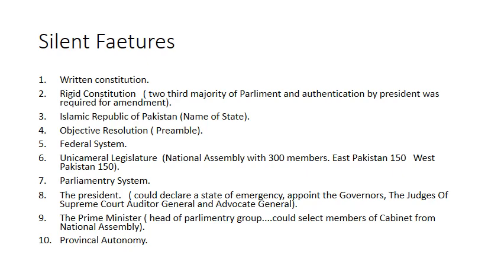The Constitution of 1956 provides a parliamentary system. It means there was an office of president as well as prime minister. The president was a very powerful president. He could declare a state of emergency, and appoint governors, the judges of the Supreme Court, the Auditor General, and the Advocate General. However, he was the head of the state, and he had to follow the instructions or suggestions of the Prime Minister. The Prime Minister was the head of the parliamentary group, and he could select members of the cabinet from the National Assembly.